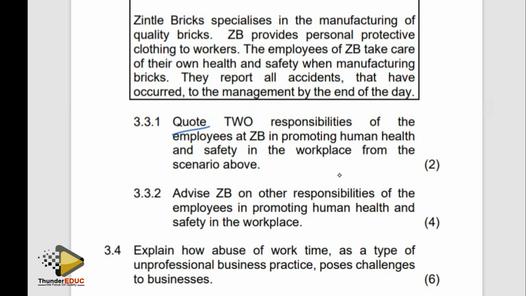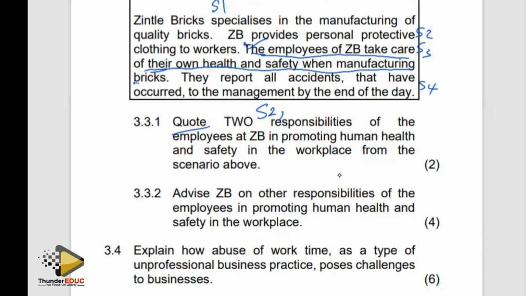Okay, right. So now let's go through this and check. This is our sentence 1. This is our sentence 2, and then this is our sentence 3. Okay. Then this is our sentence 4. So now remember, when you quote, you're expected to write a full sentence as it appears on the given set of scenarios. Okay, right. So now here we are actually going to check that the employees of SB take care of their own health and safety when manufacturing brakes. So now this is one of the quotes. It means that here we are going to quote sentence 2. Write it exactly the way it appears.